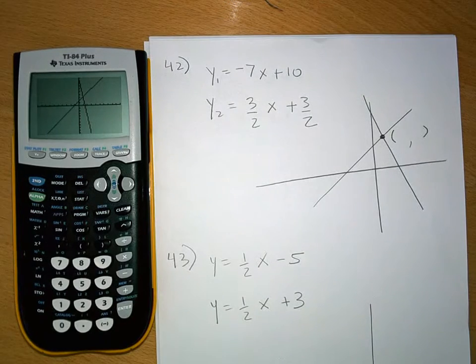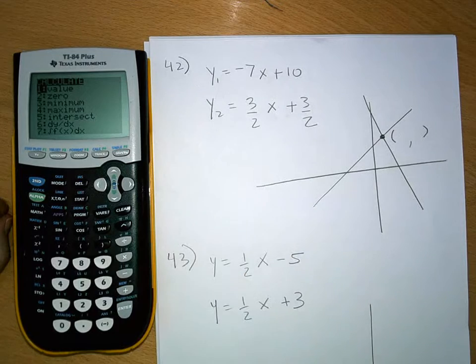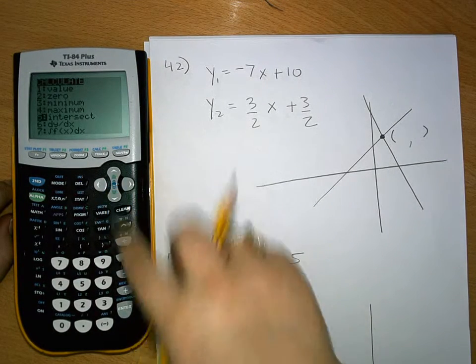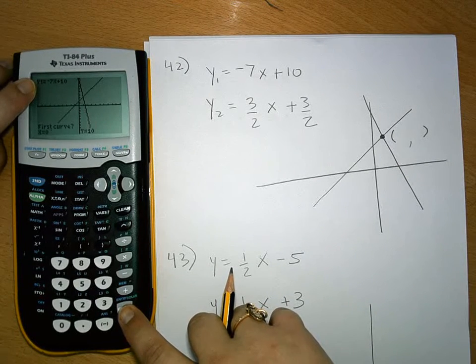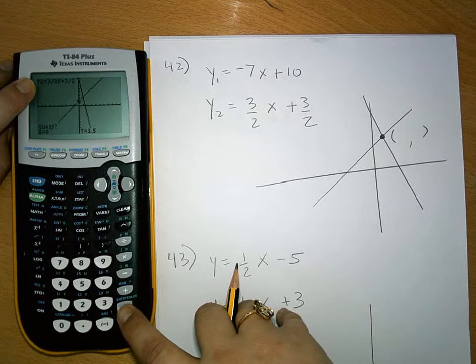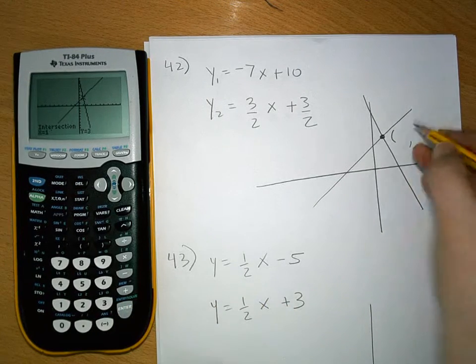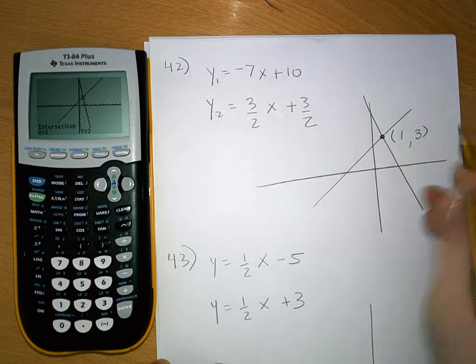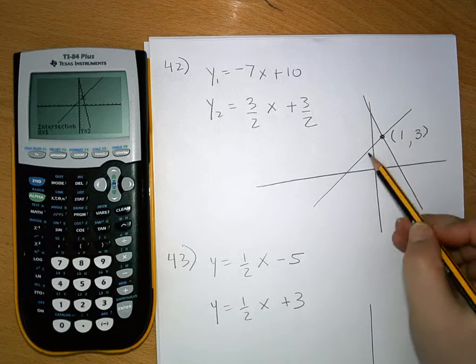Now I'm going to use my calculator to find that intersection. So I'm going to go to Second Trace, which will give me the Calculate menu for all of the graphs. I'm going to go down to Intersect. I'm going to say, okay, that's my first equation, that's my first curve. Second curve, yes, I want the second curve. And then yes, I want the calculator to guess my intersection. So now my intersection is (1, 3). So this means that the input of 1 produces an output of 3 for both equations.